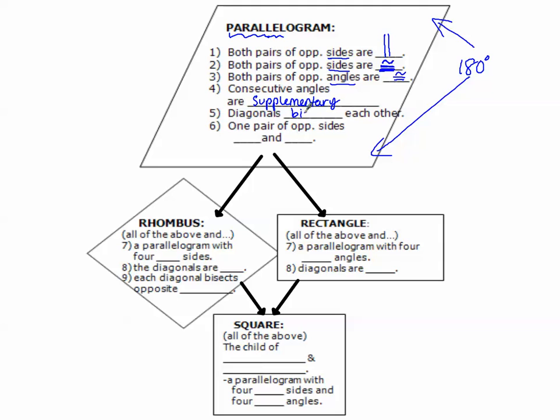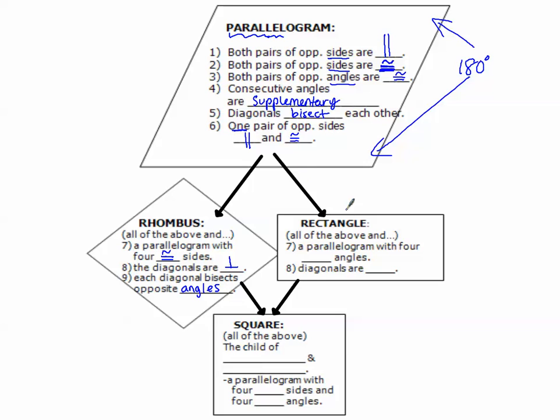Diagonals bisect each other. One pair of opposite sides, if we're just looking at one pair, must be both parallel and congruent. If we focus on just the rhombus part of the parallelogram family, we know that all of the above are true because it's a type of parallelogram, but most specifically it has four congruent sides. The diagonals are perpendicular, and each diagonal bisects the opposite angles.